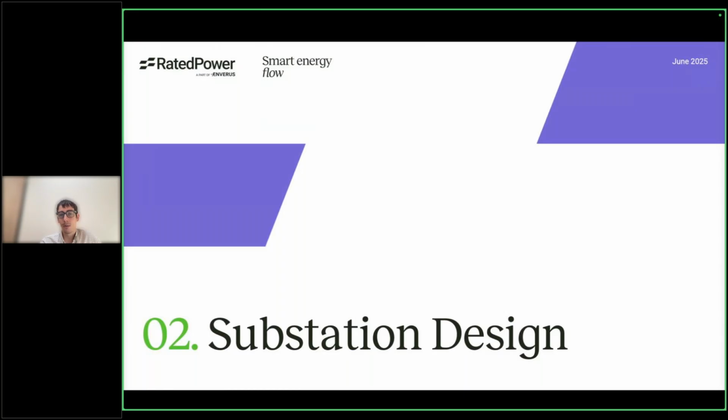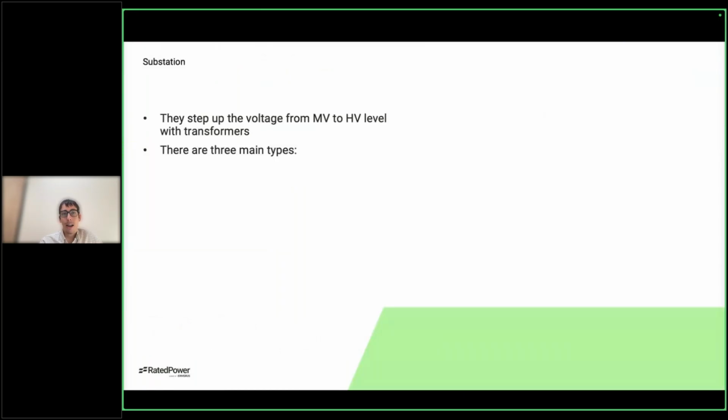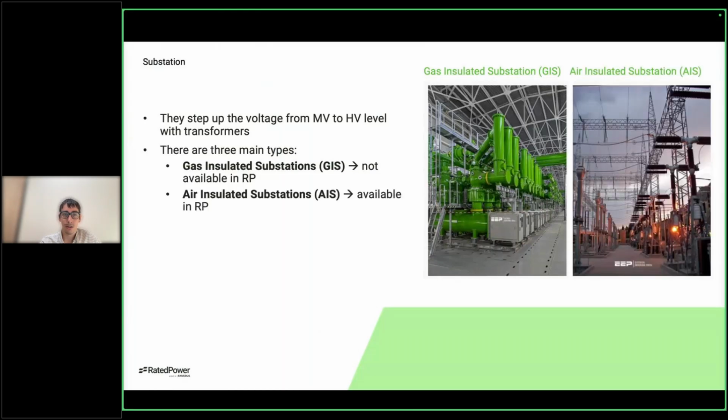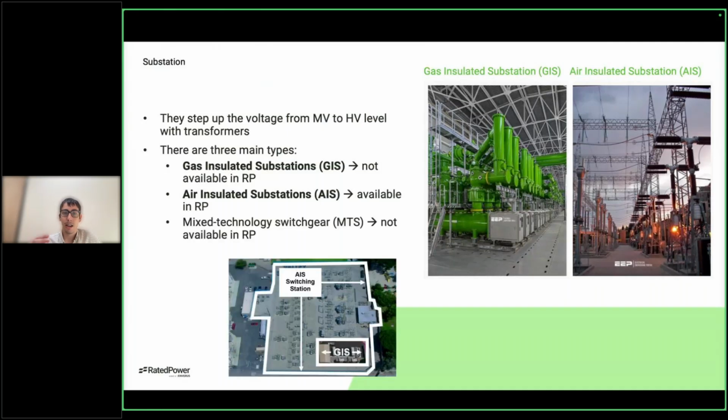We're going to start with the substation design. And I'd like to remind everyone of what a substation is. It's an installation, a facility that steps up the voltage from medium to high voltage level using transformers. There are typically three main types of substations: gas insulated substations, air insulated substations, and a mixed technology between the two. We attached here some pictures of each type, and inside RatedPower, we'll be working with air insulated substations, as you can see in this screenshot.